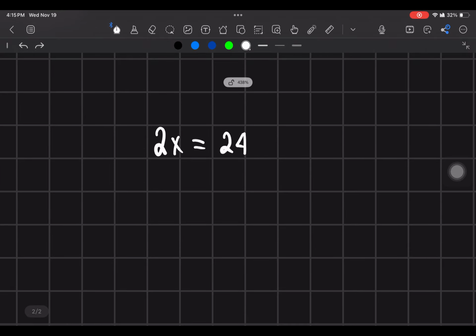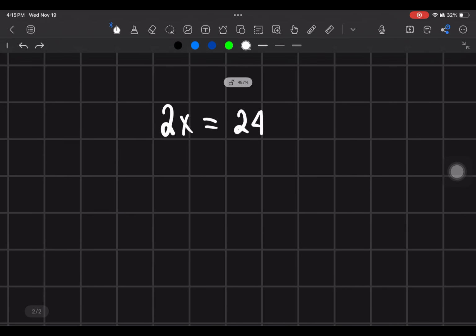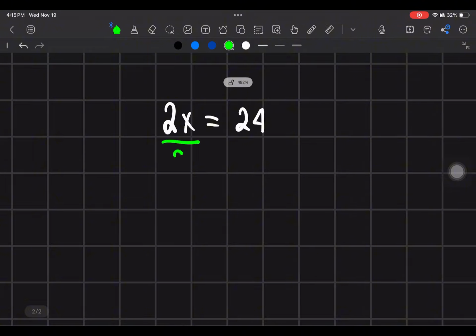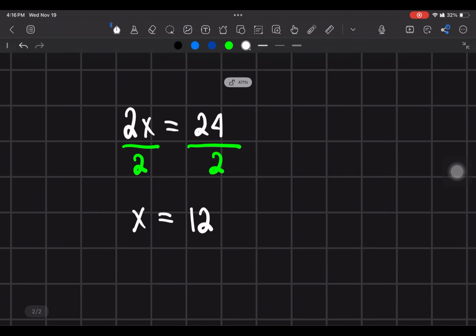So what can we do in order to isolate x here? Because we want the value of x alone, what we can do here is we divide both sides by 2. So if we divide, let's take a look at the left-hand side first. If we divide 2 by 2, we're left with 1, and that is simply x. 24 divided by 2 is 12. So now we are left with our x value of 12.